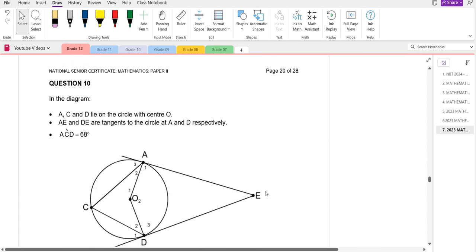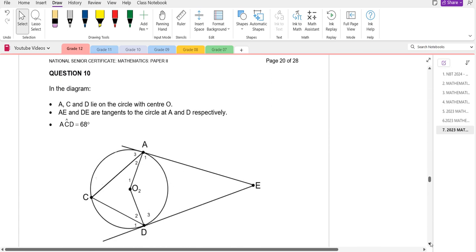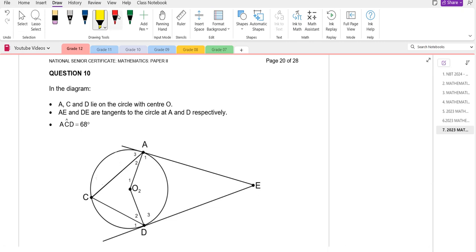Looking at question number 10, we have in the diagram A, C, D lie on the circle center O. Because that's center O, remember angle at center equals twice angle at circumference. AE and DE are tangents to the circle at A and D respectively. So remember tangents from a common point, so we know that they are equal. We know that this here is also equal. So we have a kite here, right?